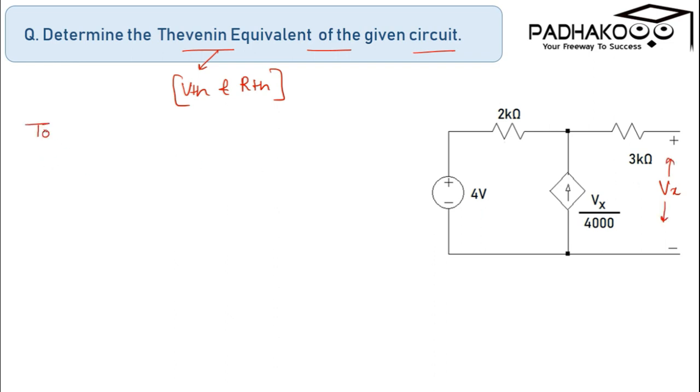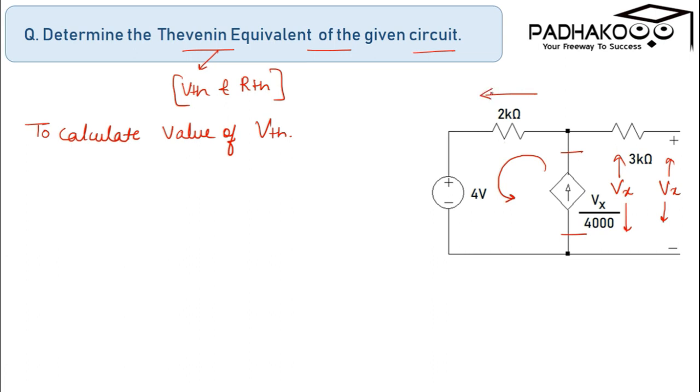So to calculate the value of Vth, we can see that this circuit is having a closed loop here. This circuit is open circuited. Now, across this dependent current source, we are having the value Vx as its potential. And the current flowing in this branch, the current flowing in this 2 kilo ohm branch, is Vx over 4000.